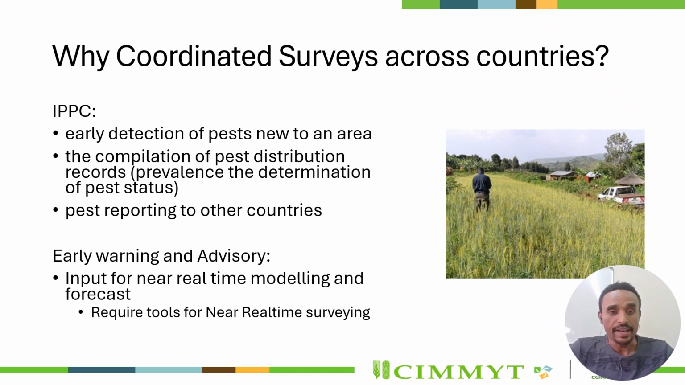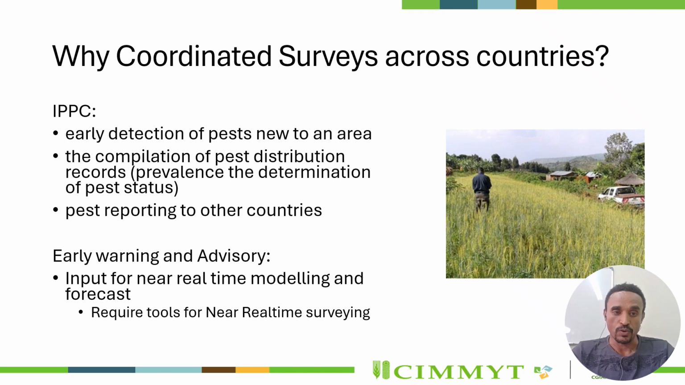Okay, again, why do we need coordinated surveys across countries? According to IPPC, the reason we do surveys fits into these three areas. IPPC has so many objectives when it comes to surveillance, but these three fit into the surveillance activities that we are doing. The first one is early detection of pests into new areas. The second one is to compile the pest distribution, like the prevalence of existing pests.